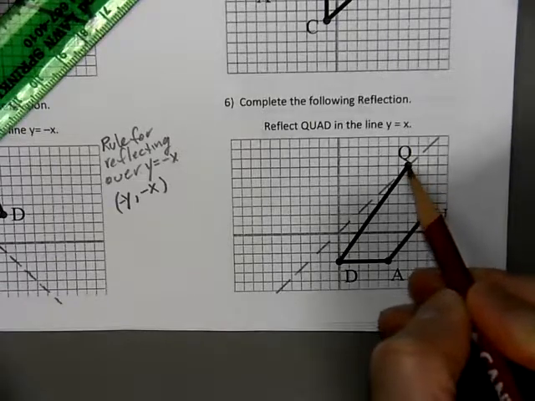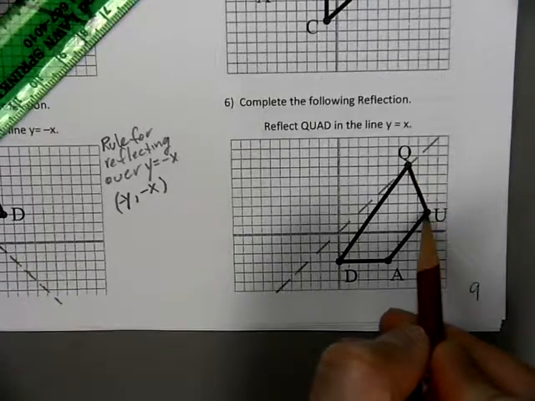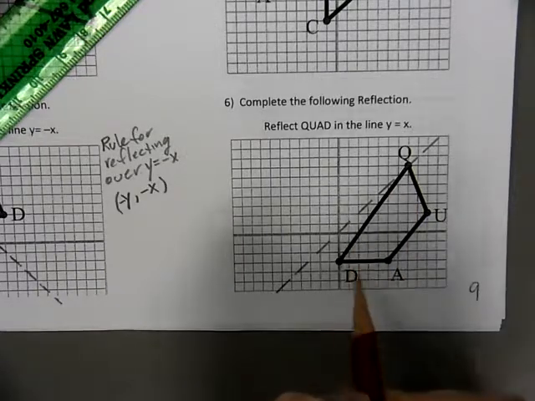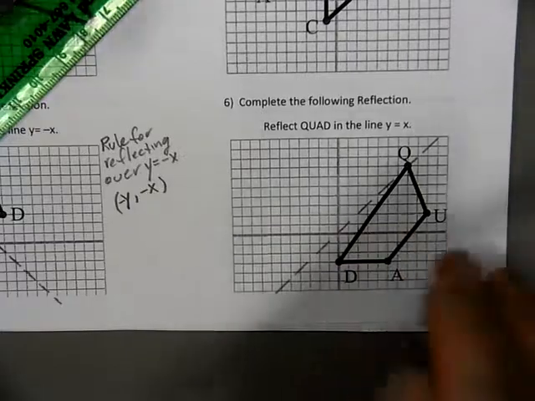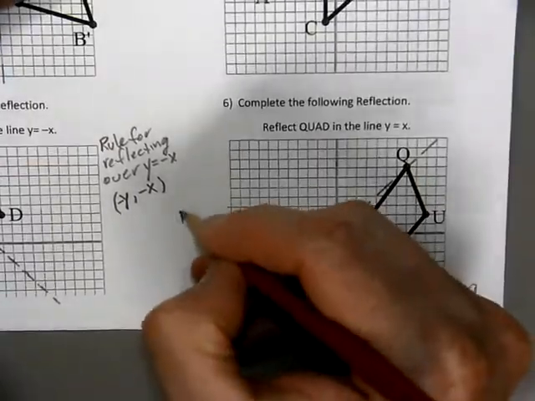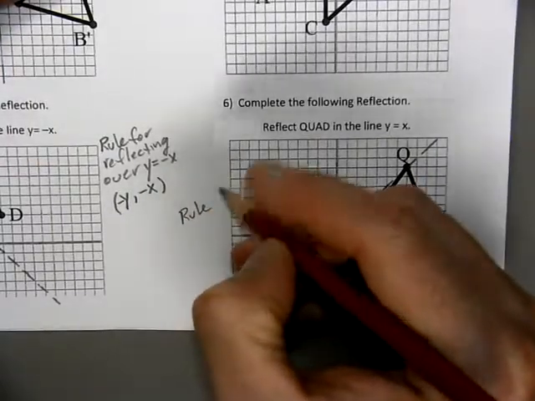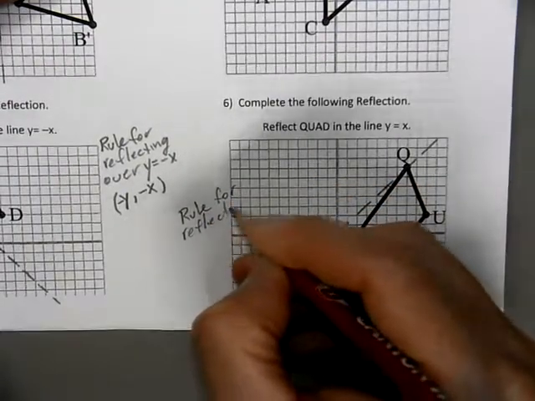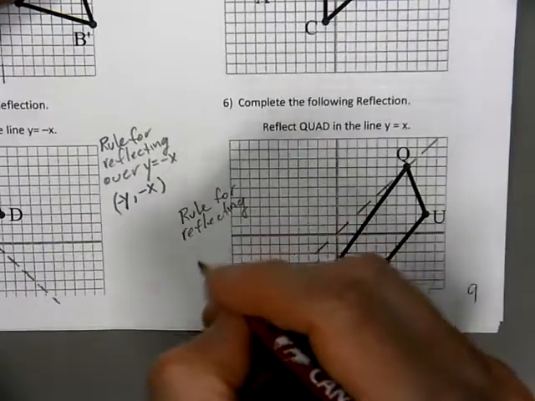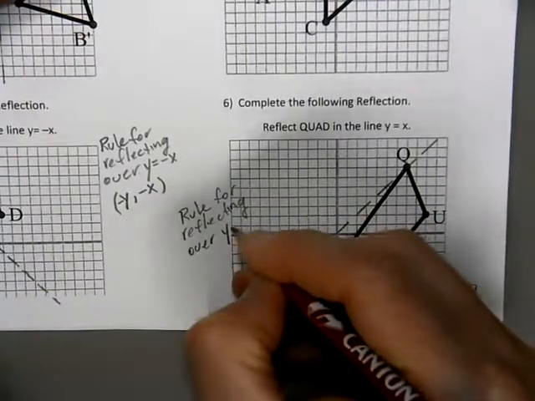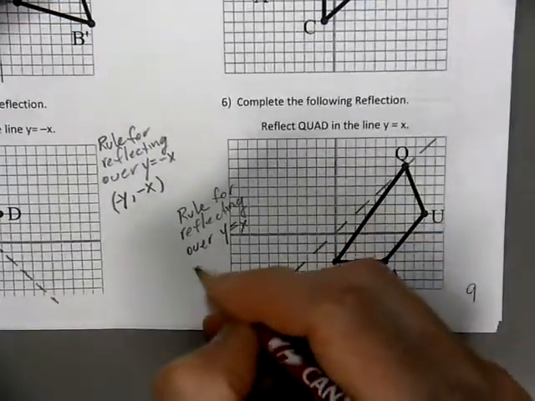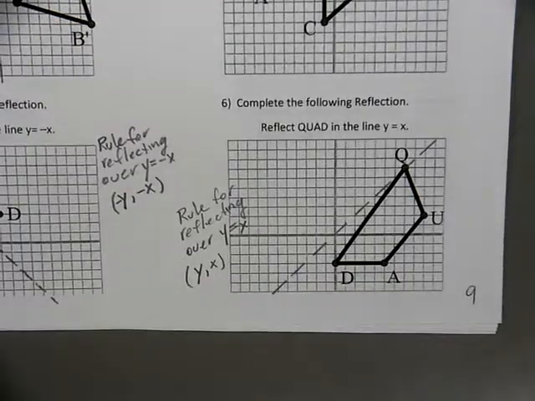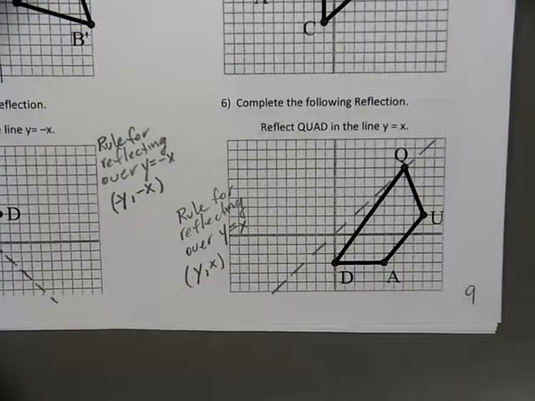We see that the Q is right on it, so it's not going to move. We could go diagonal, and then diagonal, and diagonal, and count your values. The rule for reflecting over y equals x is just to switch the y and the x, no negatives.